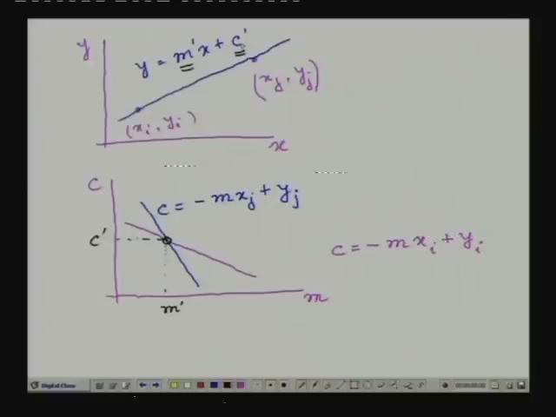Now, if I consider that there are infinite number of points or a large number of points lying on the same straight line in the x y plane, each of these points will be mapped to a particular straight line in the MC plane like this, but each of these straight lines will pass through this single point m dash c dash in the parameter space.